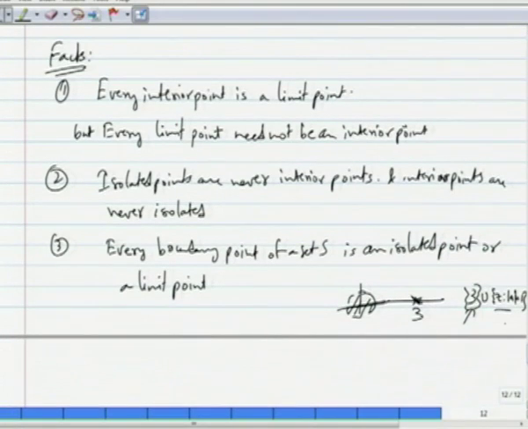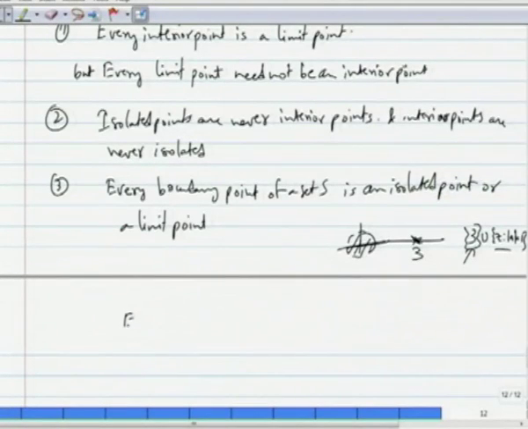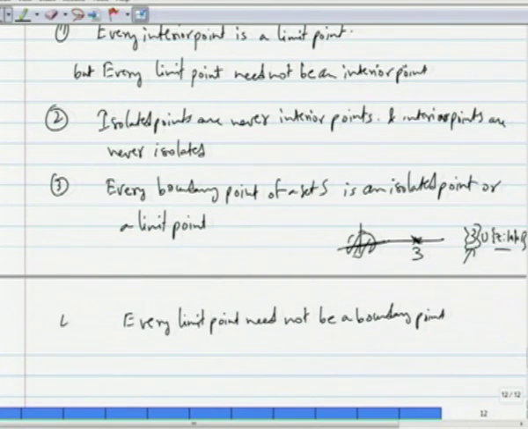So, try to show this fact more generally. That is an exercise. I also want to say that every limit point need not be a boundary point. Why? That is a question for the viewer. Think about it, and try to prove the ones which I have not proved here. Those are exercises for the viewer. Okay, I will stop here.